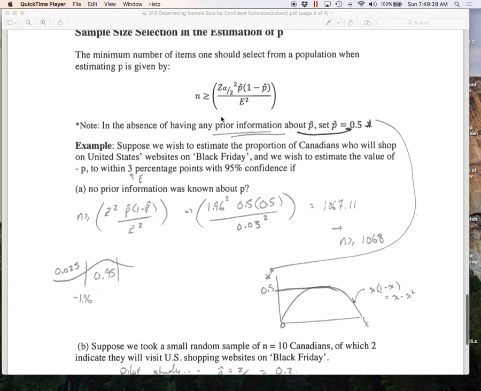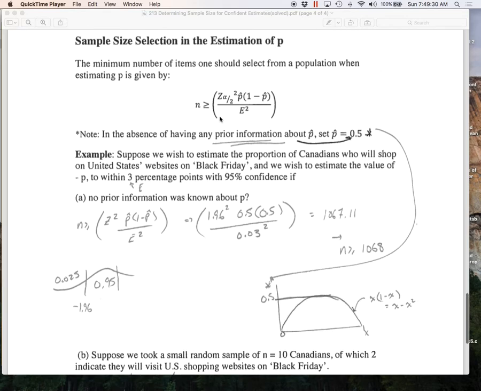Now, here's something that you're going to possibly be stumped on, so pay attention. When you don't know anything about p, so let's just say we have no idea what p could be, then you can just sub in that p is 0.5. It is the worst case scenario. Okay, if p is equal to 0.5, it's the worst case scenario.